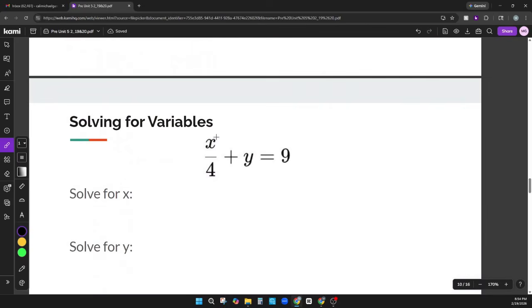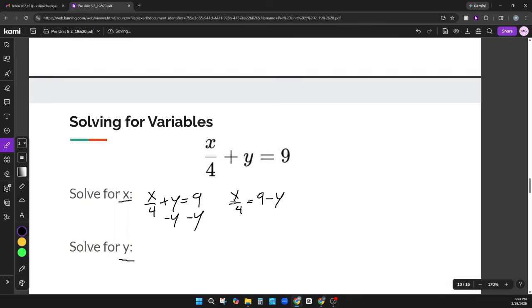So this is going to be x over 4 plus y is equal to 9, and I'm going to first solve for x, and then solve for y, and I'm going to compare my different results. Or not really compare, but just notice how they're different. I'm getting two different results when I solve for my different variables. So I have x over 4 plus y is equal to 9. I'm solving for x. I'm going to minus my y, minus my y. I have x over 4 is equal to 9 minus y.